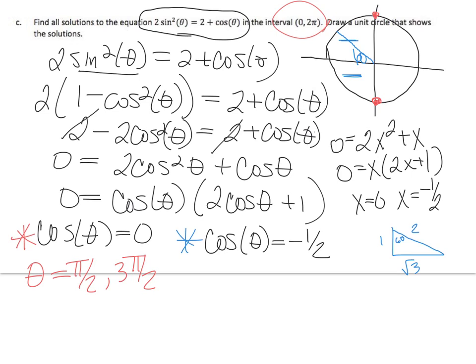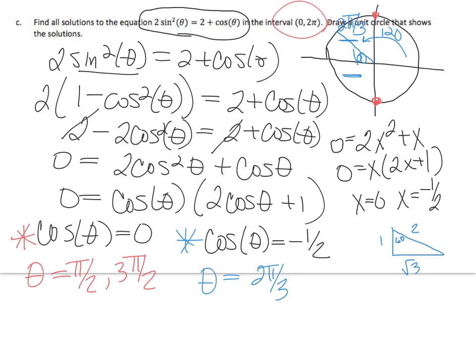If this is 60, what is our radians there? That is 2 pi over 3. Yep, because that would give us 120. So that's 60 degrees, and that would give us a negative 1/2. So theta equals 2 pi over 3.